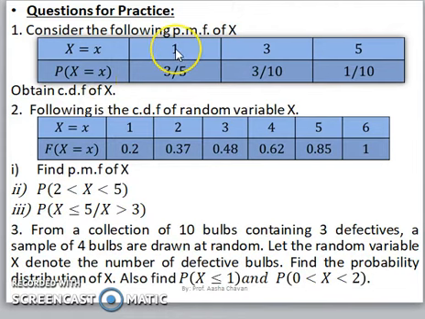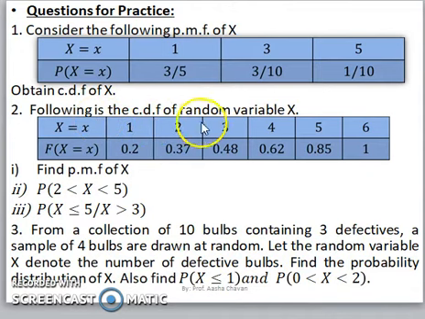So F(1) is equal to what? Probability of X less than or equal to 1, which is nothing but probability for X equal to 1, which is equal to 3 upon 5. In the same way, we will find F(3) and F(5). So F(3) will be probability for X less than or equal to 3, and F(5) will be probability for X less than or equal to 5.